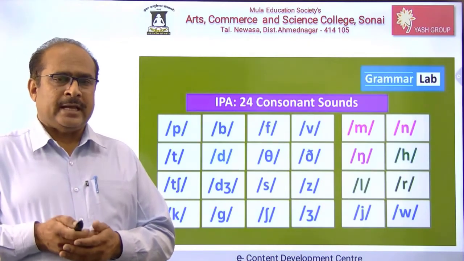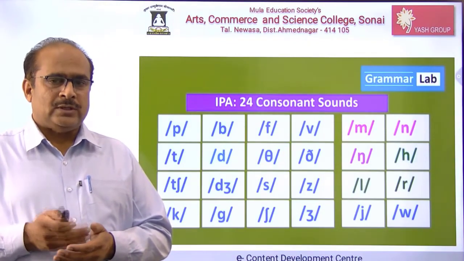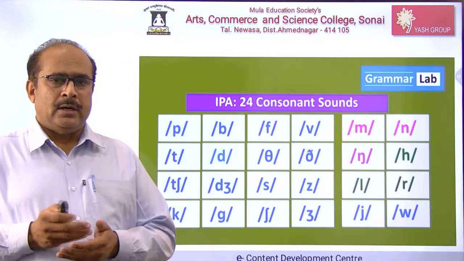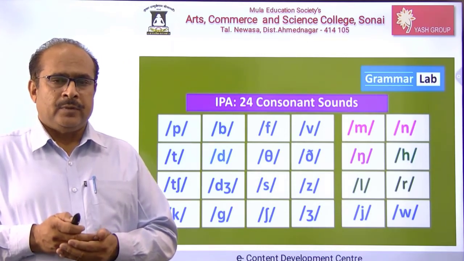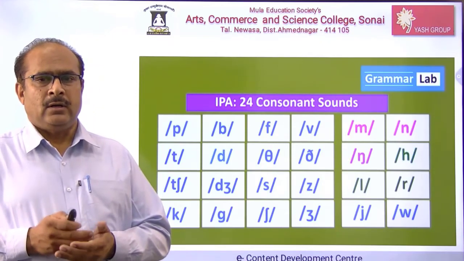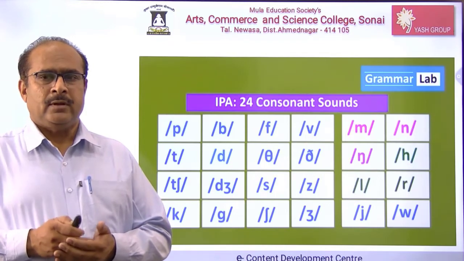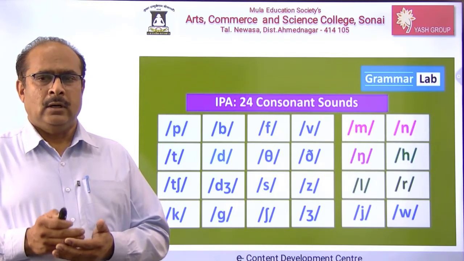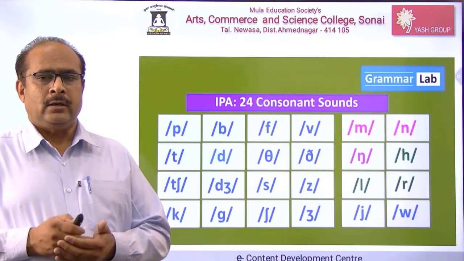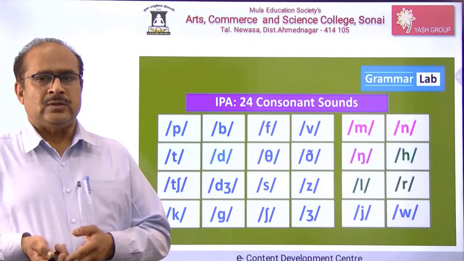These are the phonetic signs of consonant sounds: p, b, t, d, ch, j, k, g, f, v, th, th, s, z, sh, zh, m, n, ng, h, l, r, y, and w. Altogether, these are 24 consonant sounds.